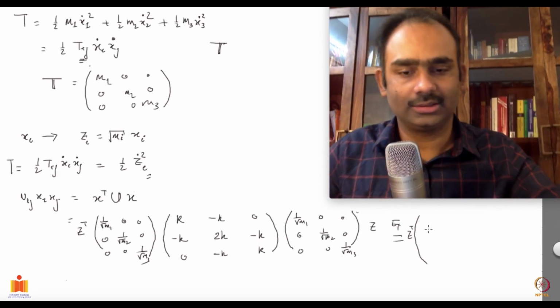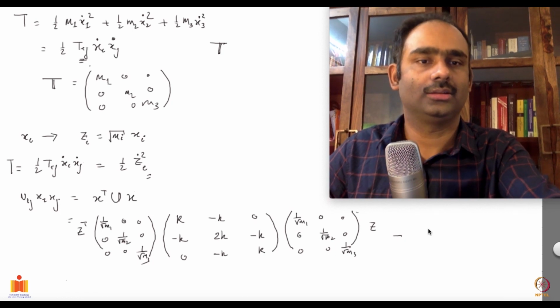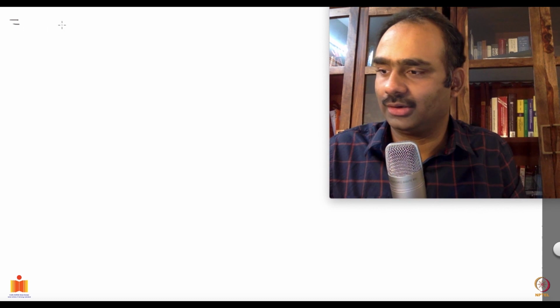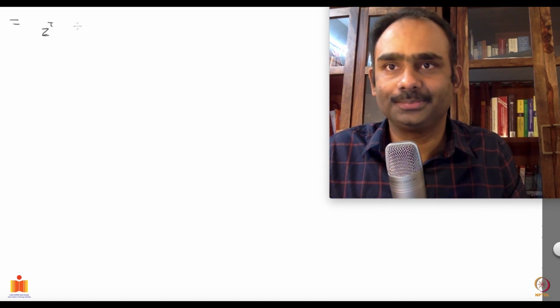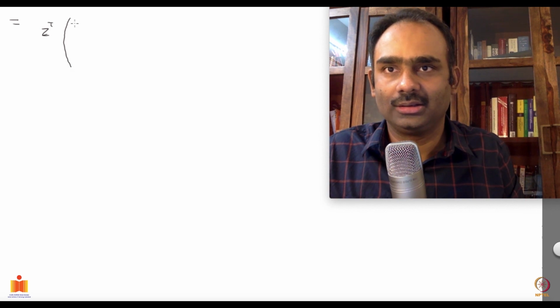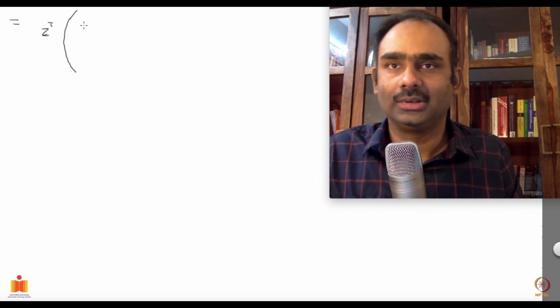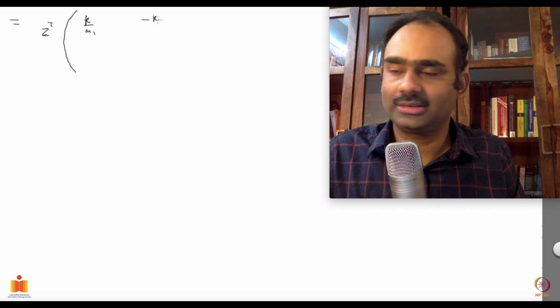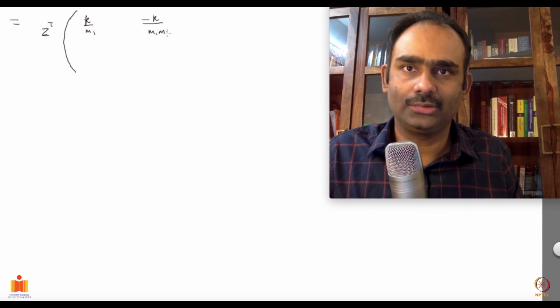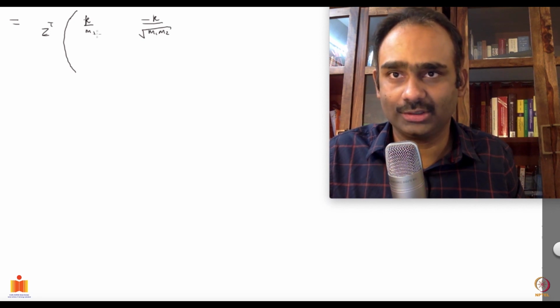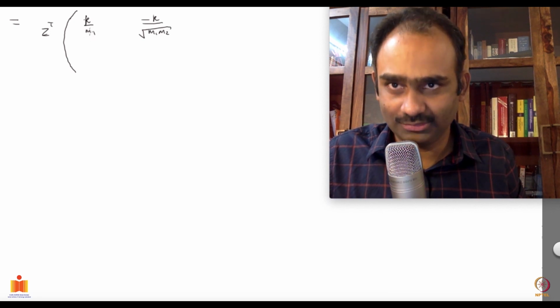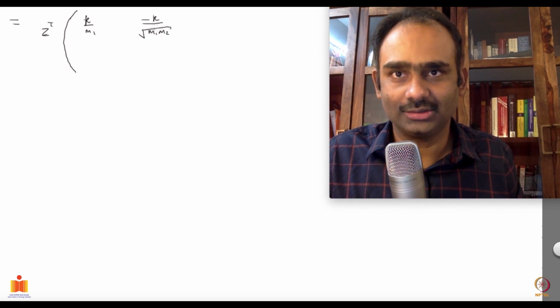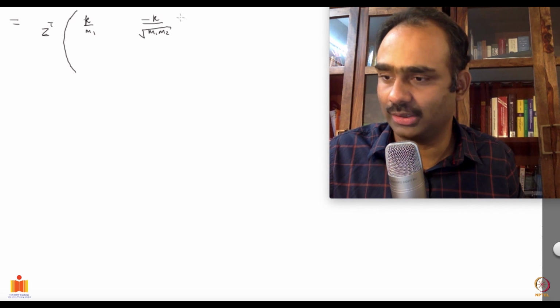Maybe on the next sheet will be better. So please check that the following is true: whatever I wrote before is the same as the following. If you do the matrix multiplication, you get the following. K over M1, minus K over square root of M1 M2. There has to be a square root because look at this. This has mass dimension 1 in the denominator, so this should also have. So if I have M1 M2, there should be a square root.